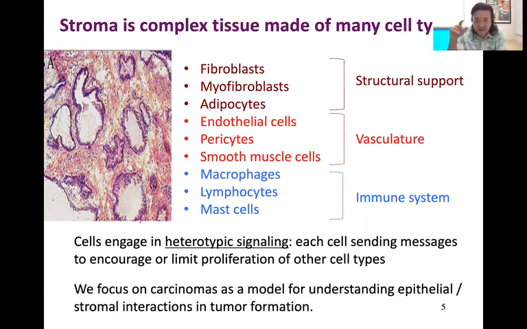So we tend to focus in this class on carcinomas as a model for understanding epithelial and stromal interactions, right? Because, as I've said repeatedly through the semester, we focus on carcinomas and this model of epithelial cells sitting on top of a basement membrane, sitting on top of stroma to study cancer. Because it represents many of the important concepts of how cancer happens and, importantly, how cancer metastasizes. But I always want you to keep in mind there are many types of cancer that have their own separate model for understanding these types of interactions.